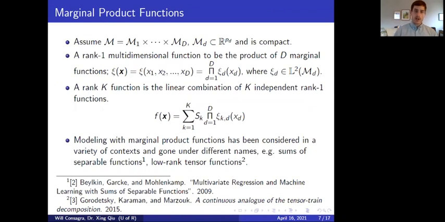So this structure we call marginal product functions, and I'll give an outline of it here. So we assume that our domain can be decomposed into the product of D marginal domains, each of which is a compact subset of some Euclidean space. The rank one multidimensional function is the product of D marginal functions, where each of those marginal functions are L2 over the corresponding marginal domain. Then a rank K function is just a linear combination of K independent rank one functions. So modeling with this type of structure has been considered in a variety of contexts and gone under different names, like sums of separable functions and low rank tensor functions. So it's not a new structure. This is a new kind of application area for it.